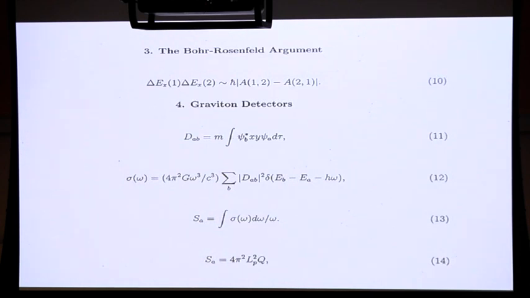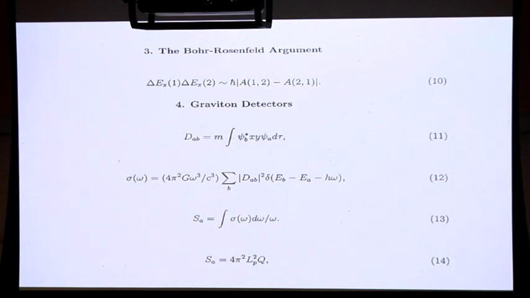G is the coupling constant of gravitation, which comes out of the Einstein equation. Again, omega is the frequency, c is the velocity of light. D is this matrix element, and then you have a delta function for energy conservation. It says the graviton energy, h omega, is equal to the difference between the two state energies. So that's the cross-section. Well, that's, of course, a complicated thing to calculate. Doesn't look very promising, but you can make a very strong argument by writing down an exact sum rule.